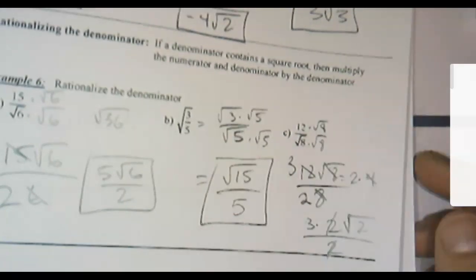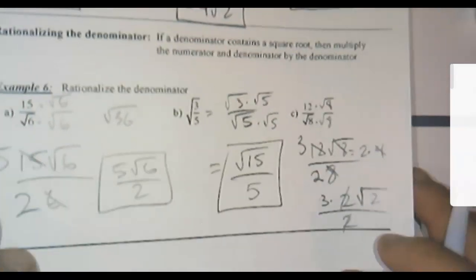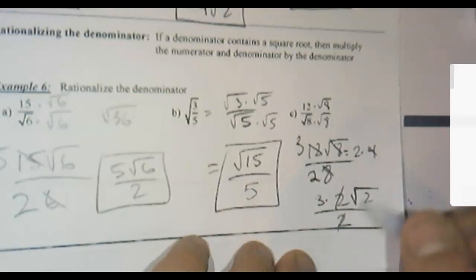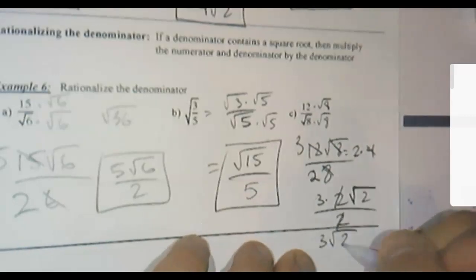So basically what you're seeing here is quite a few different paths to the answer. So everything that's left here is just 3 radical 2.